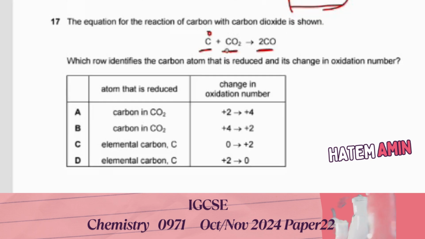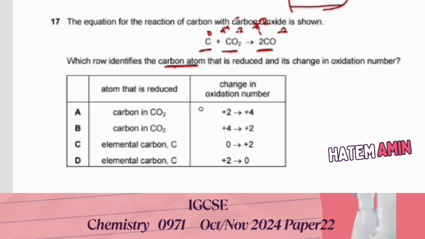The carbon in carbon dioxide depends on the oxygen. Oxygen is -2. As we have 2 oxygens, the total oxygen oxidation number is -4, so this carbon is +4. And in carbon monoxide, oxygen is -2, so carbon here is +2. What is the question? Which row identifies the carbon atom that is reduced? Which carbon, the elemental carbon or the carbon in carbon dioxide, got reduced, and its change in oxidation number.